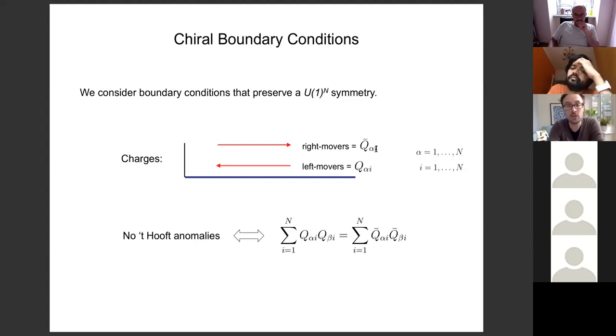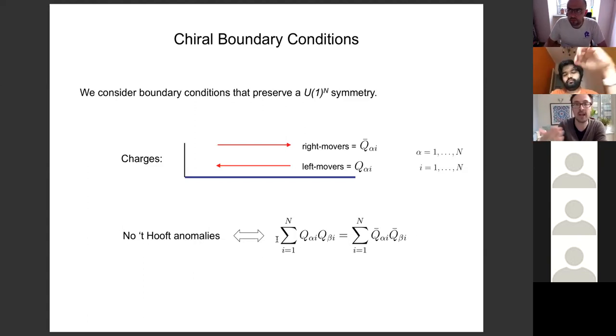There shouldn't be any 't Hooft anomalies under these symmetries. That means 't Hooft anomalies under each U(1), but also mixed 't Hooft anomalies. So the requirement that there are no 't Hooft anomalies is the statement of these n squared equations here. You sum over the n fermions, but the alpha and beta labeling the different U(1)s are left floating in this equation. So I want to pick a bunch of Qs and a bunch of Q bars where this statement holds.